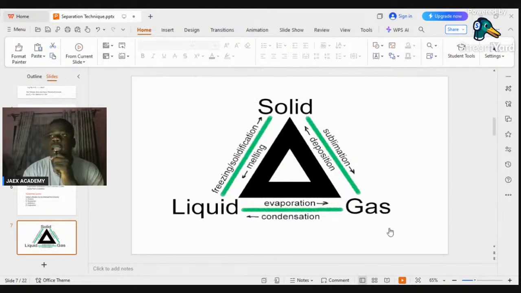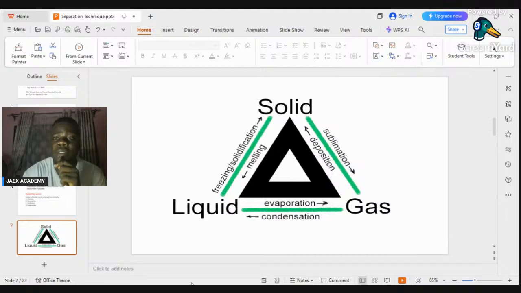All right. Now, remember that matter exists in three states. So matter exists as a solid, matter exists as a liquid, and matter exists as a gas. You can see we can put this in a triangle. I repeat, matter exists as solid, matter exists as liquid, and matter exists as what? Gas.